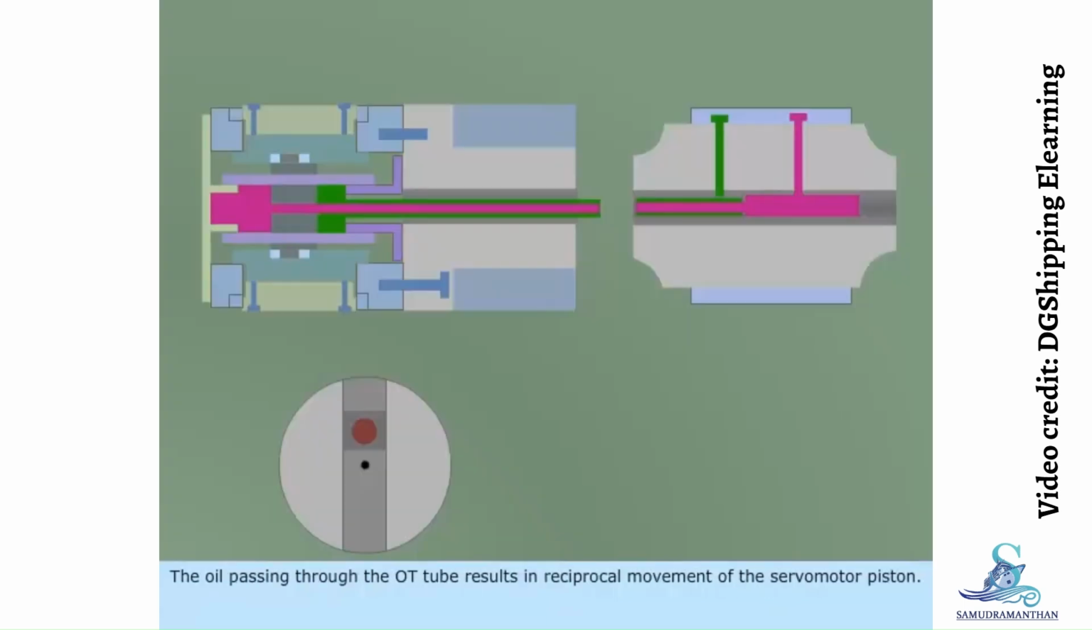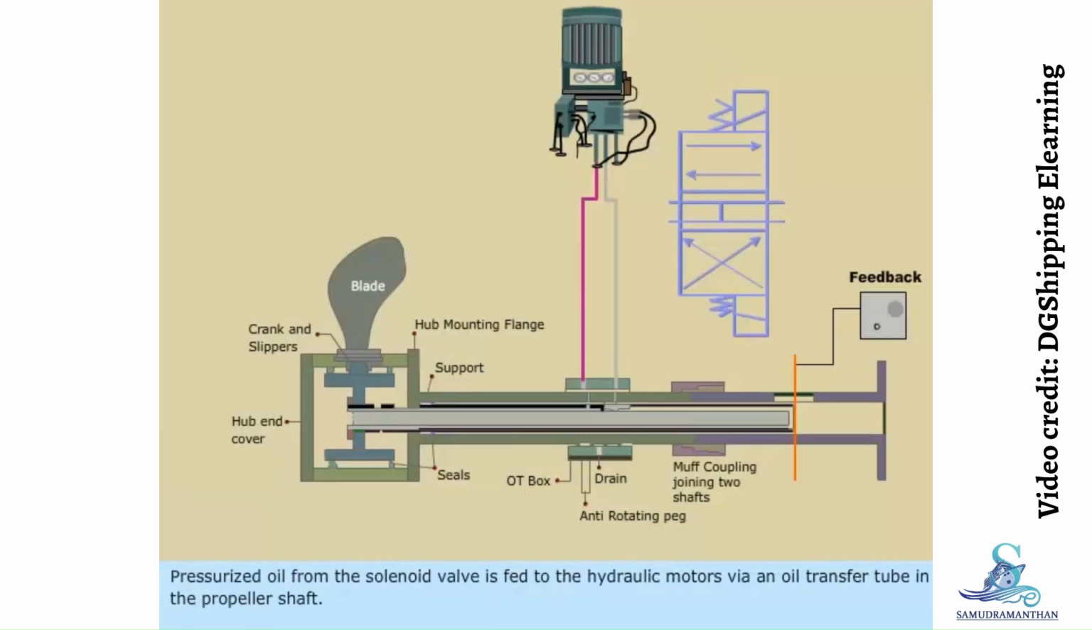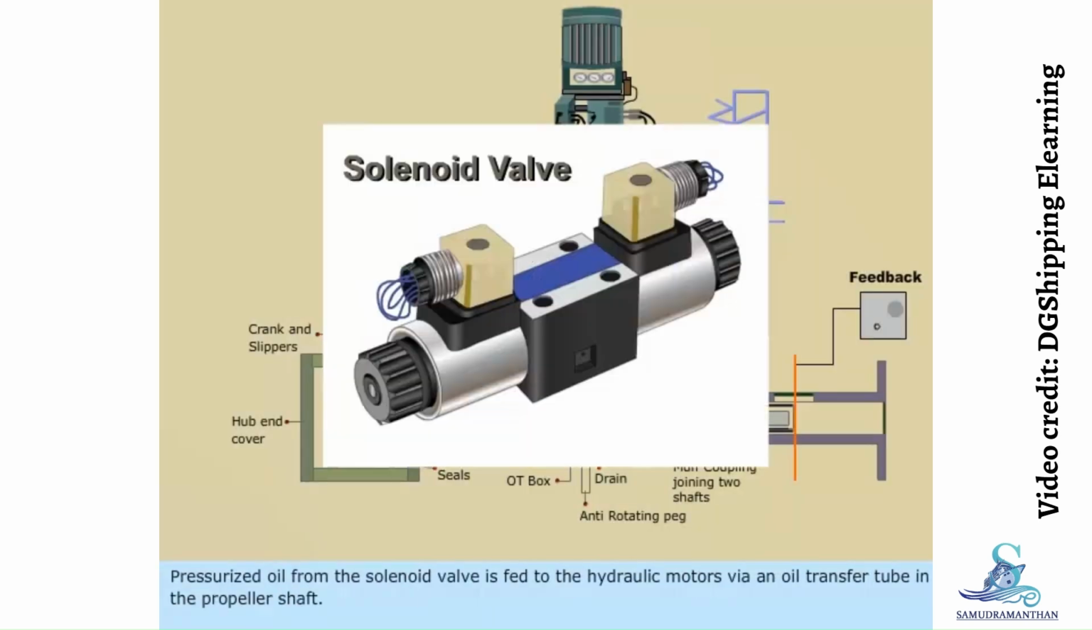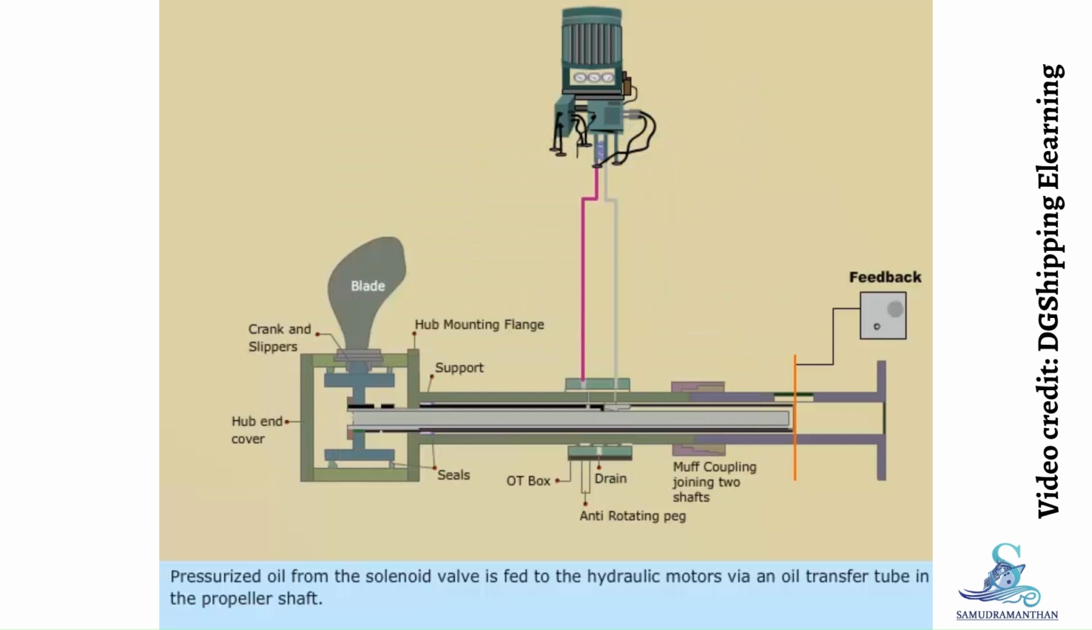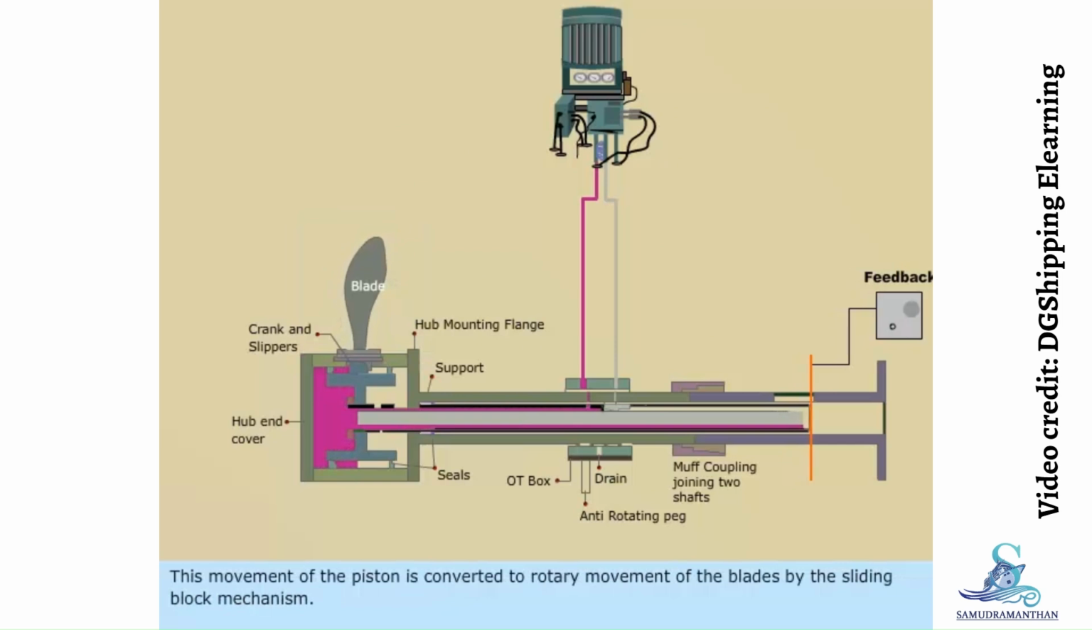The oil passing through the OT tube results in reciprocal movement of the servomotor piston. Pressurized oil from the solenoid valve is fed to the hydraulic motors via an oil transfer tube in the propeller shaft. This movement of the piston is converted to rotary movement of the blades by the sliding block mechanism.